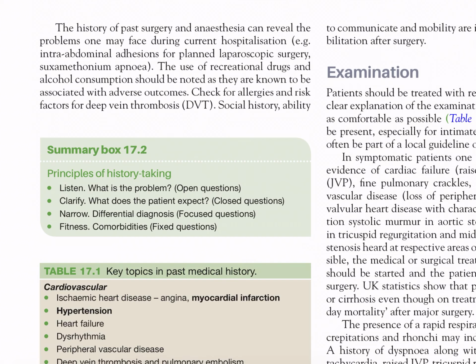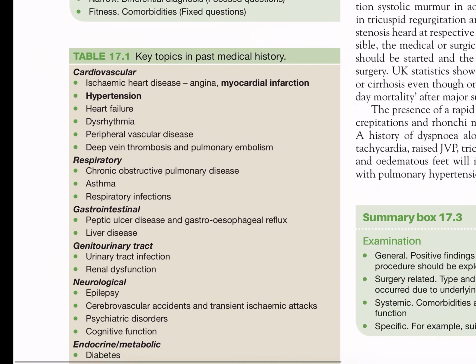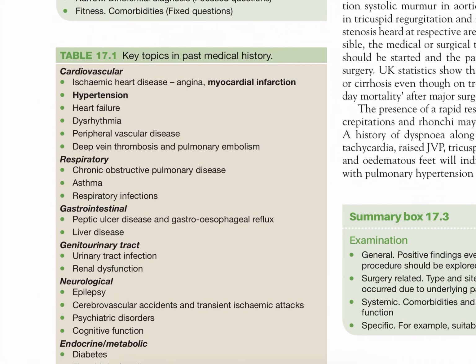Listen: what is the problem? Ask open questions. Clarify: what does the patient expect? Closed questions. Narrow the differential diagnosis with focused questions. Fitness, comorbidities, fixed questions. Key topics in past medical history.